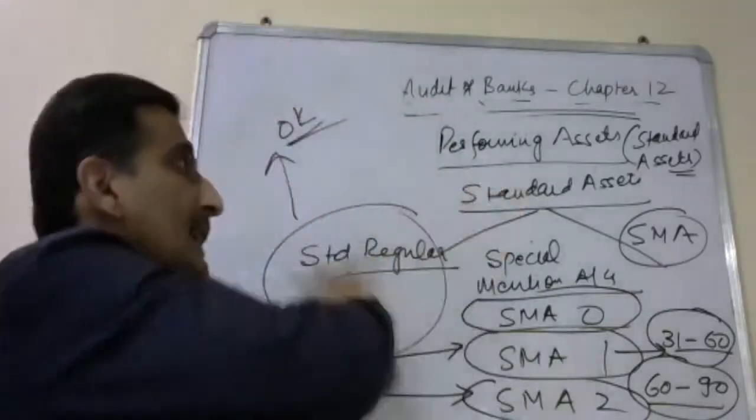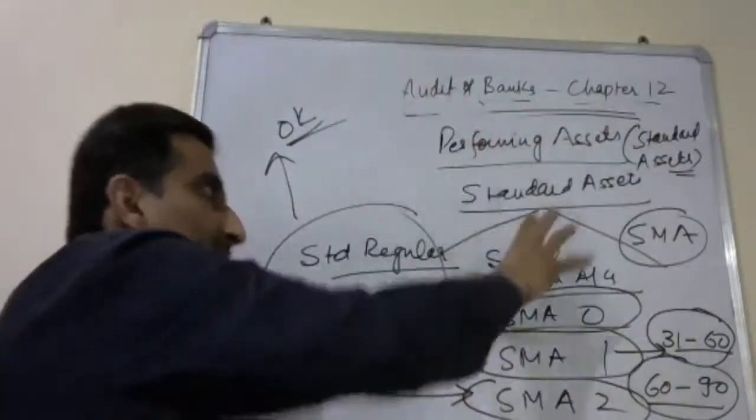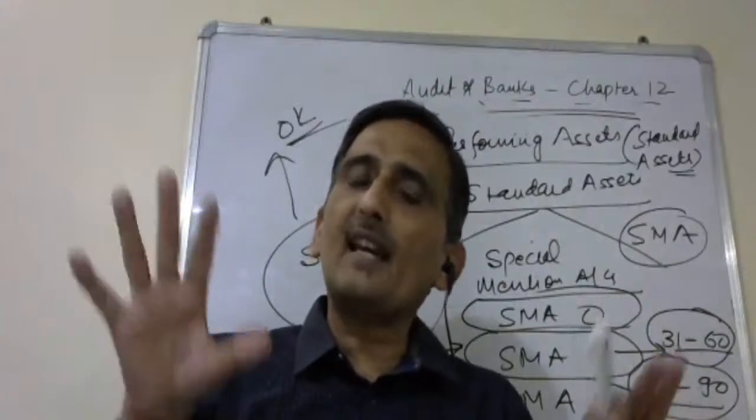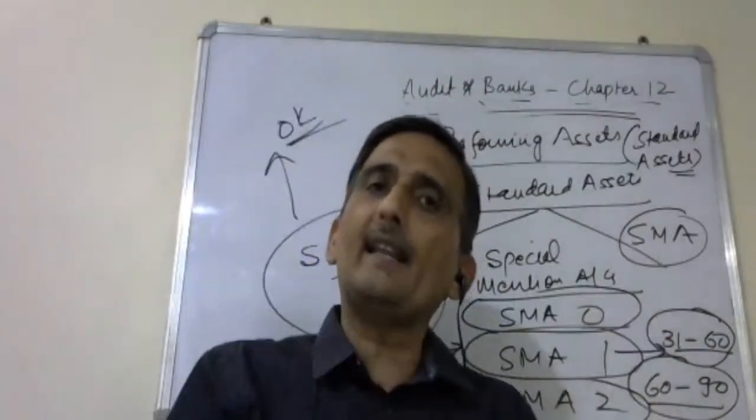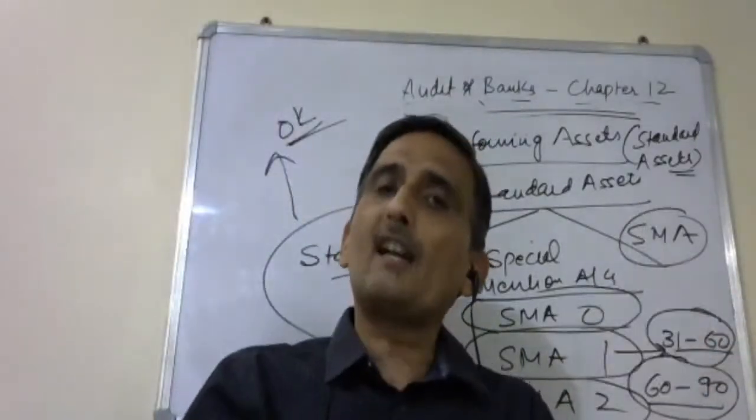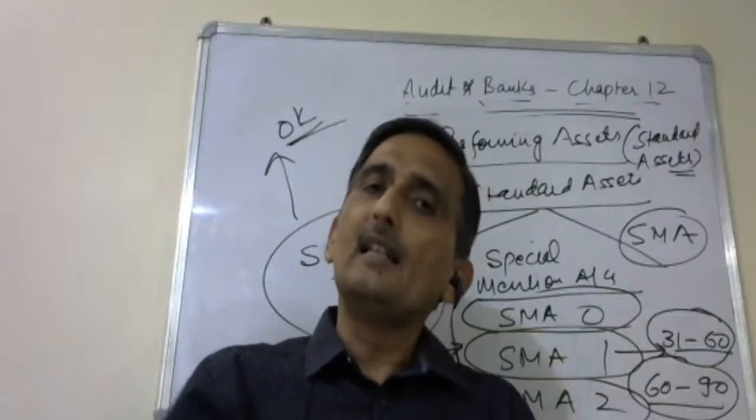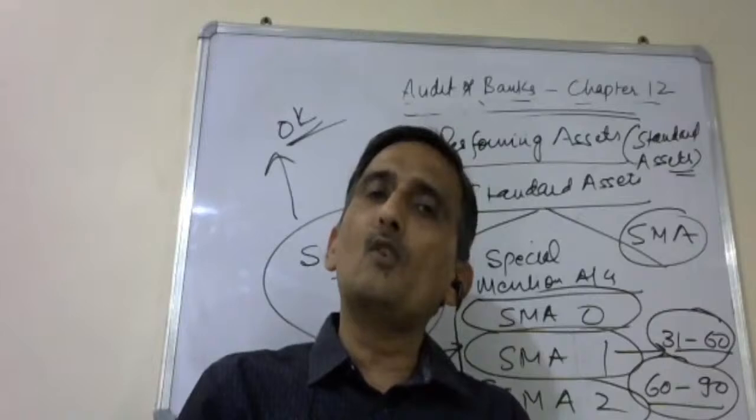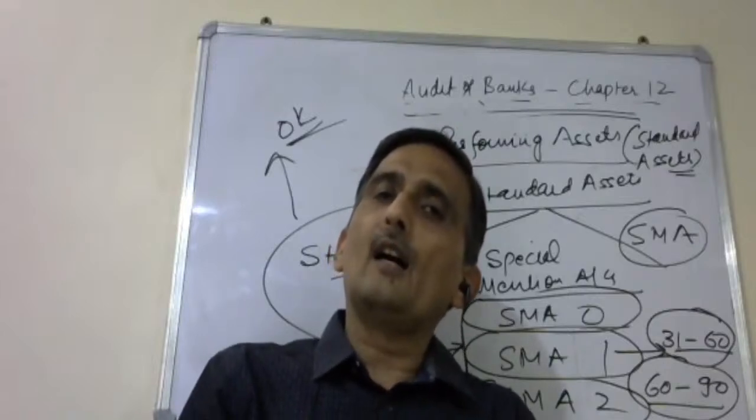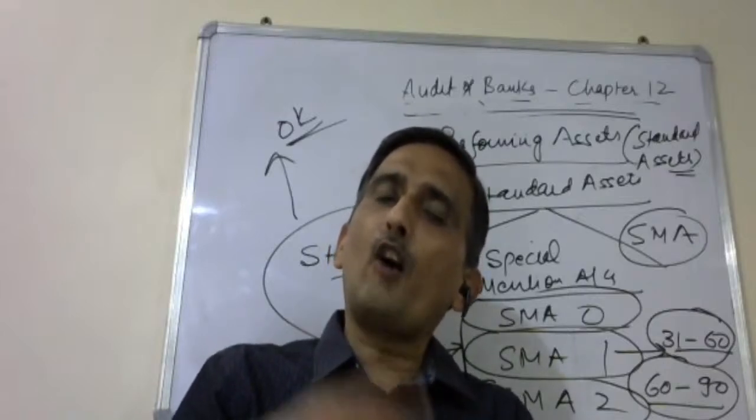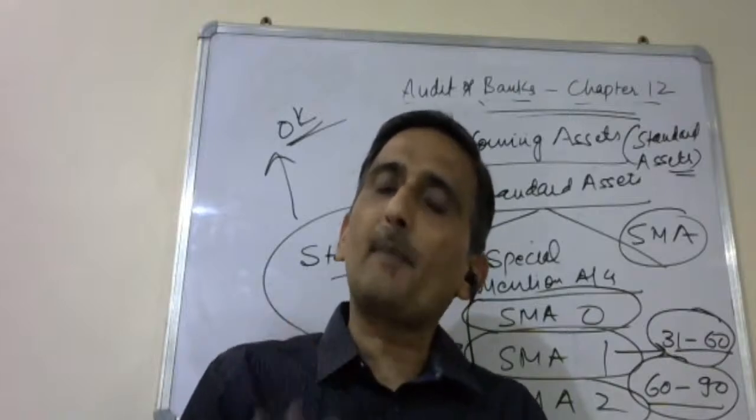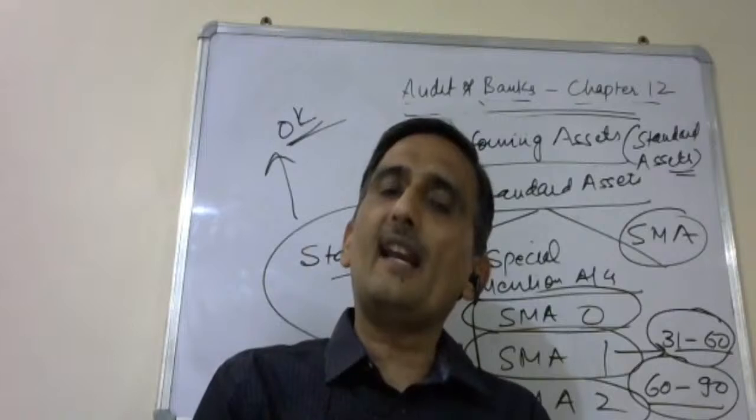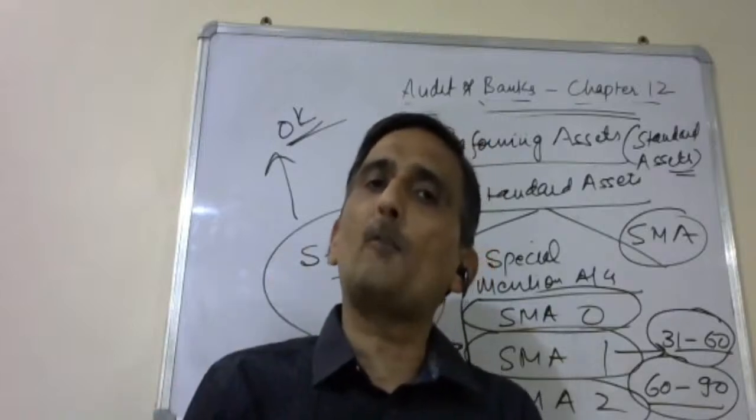Now, these are all performing assets, standard assets, good assets, still good assets up to 90 days. If there are overdues up to 90 days, these are still good assets, because as per RBI norms, these are still generating income for the bank. Say there is an overdue of installment for 1 month or for 2 months, but as per RBI norms, it is okay. The account is still generating income. It has not become non-performing.